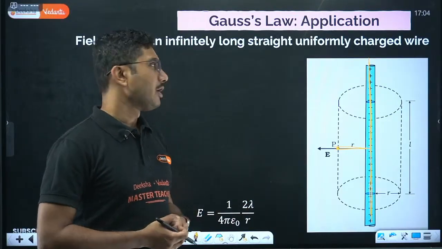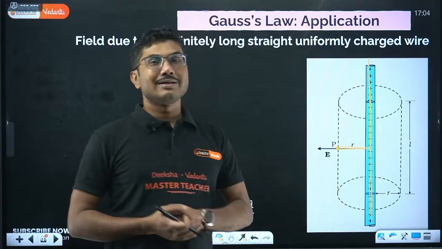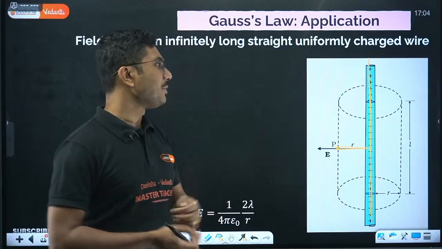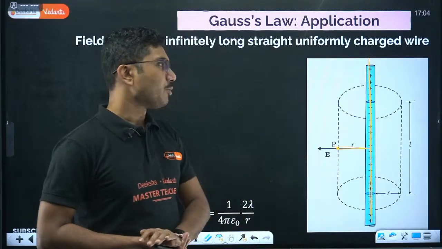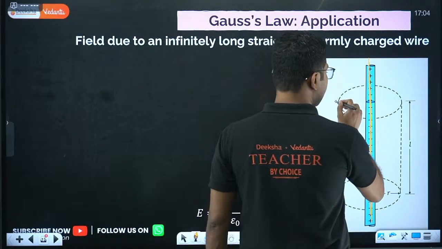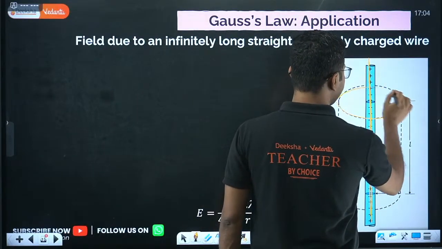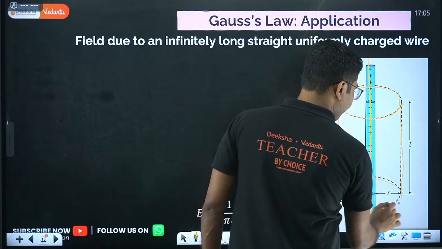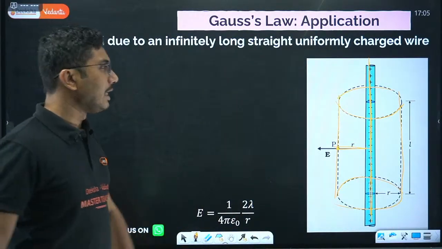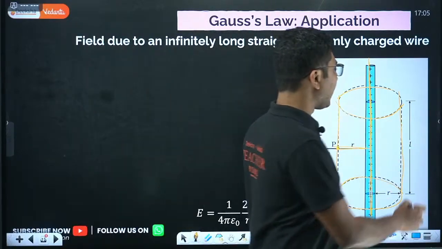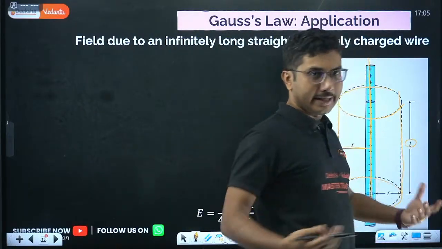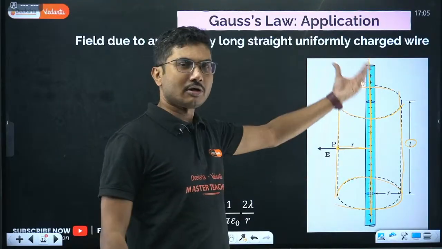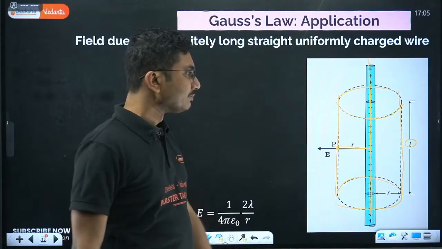Symmetrical surfaces. For a straight line, the symmetric surface is a cylinder. So basically we have to construct a cylindrical Gaussian surface. This dotted line represents an imaginary Gaussian surface. The length of this Gaussian surface we have taken as small l, which is based on our imagination. It can be small l, it can be capital L, it does not matter, eventually it will be simplified.